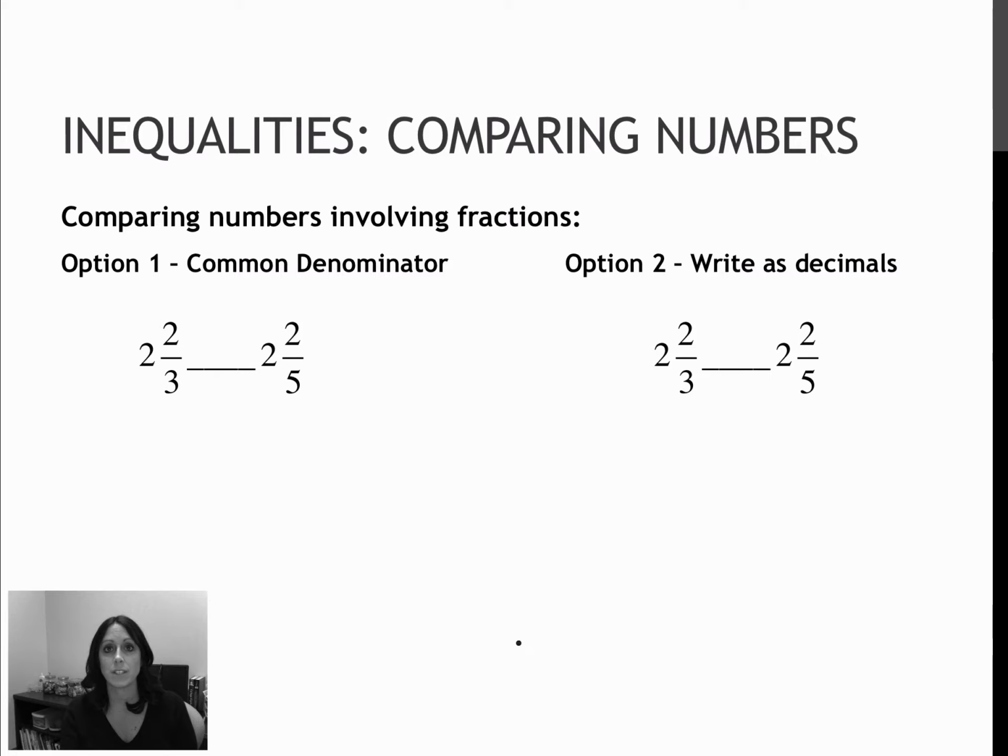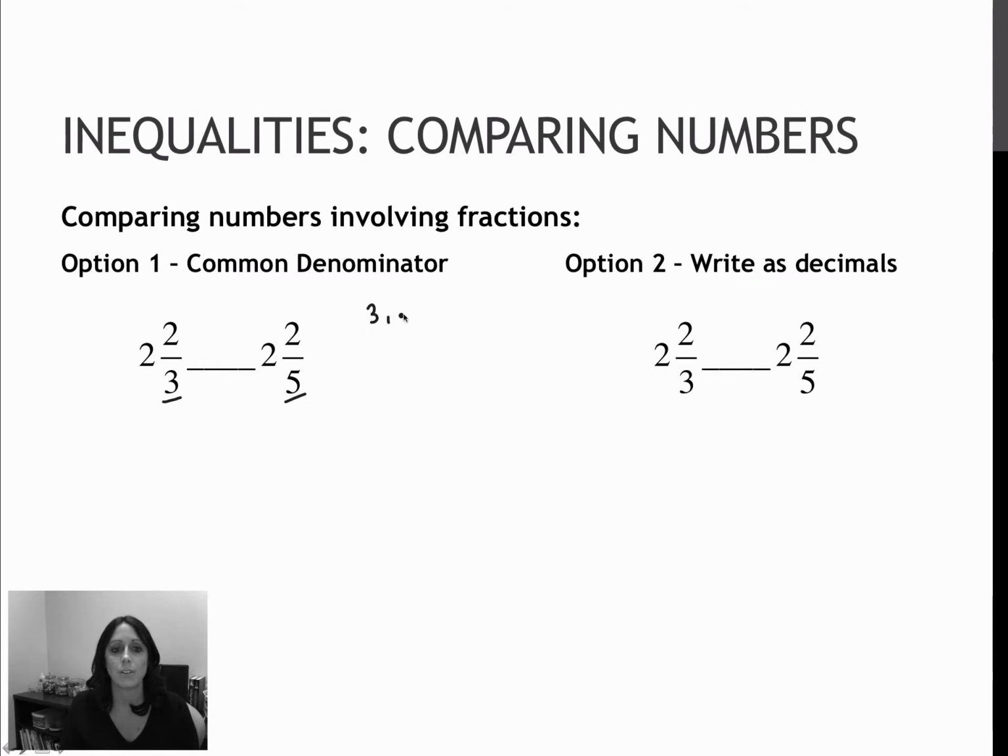So there are two ways that we can compare numbers fairly easily. The first is to write fractions with a common denominator. So I'm going to look at 2 and 2/3 and 2 and 2/5 and see which one is bigger. You might know just by looking, but it's important that you understand how to find these values. So if I wanted to write these with a common denominator, I'm going to look at the 3 and the 5. And you can do this in a couple of different ways.